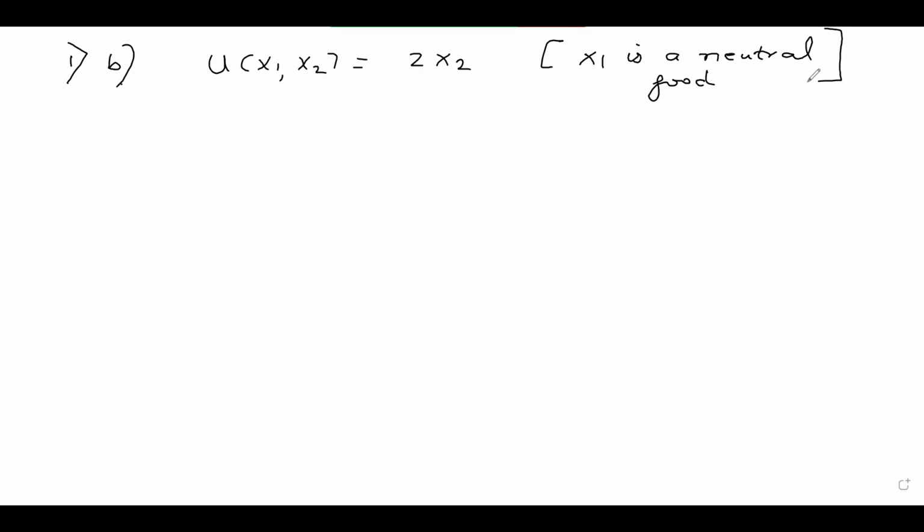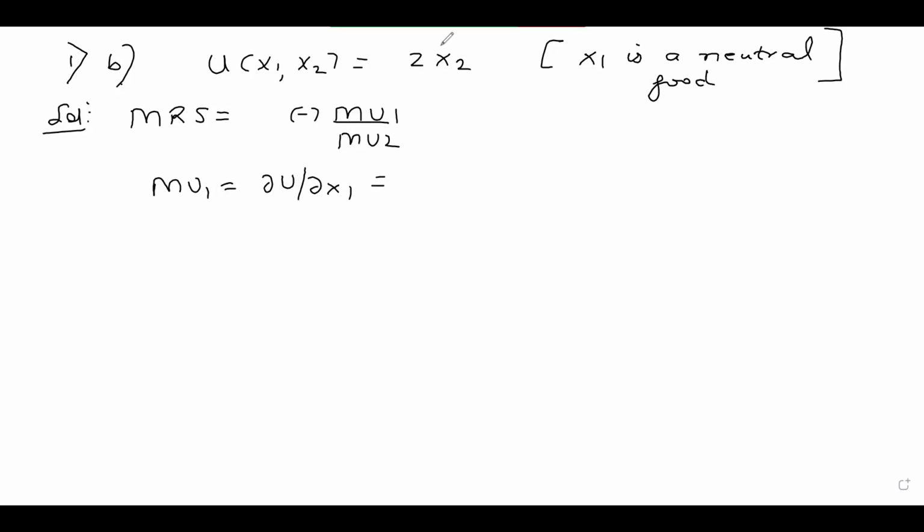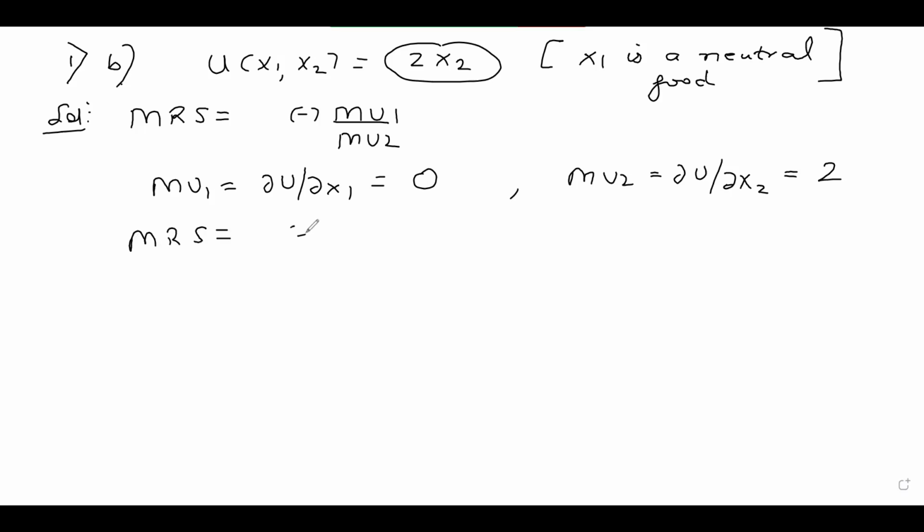Okay, so how do I find the MRS? Again, very simple, minus MU1 over MU2. If I look at MU1, that's del u by del x1, but there is no x1 in my utility function, so del u by del x1 is 0. What is MU2? Del u by del x2. If I partially differentiate the utility function with respect to x2, I get 2. My MRS will be minus del u by del x1, which is 0, over MU2, which is del u by del x2, which is 2. Answer is 0.